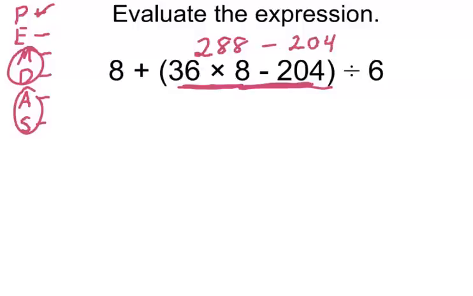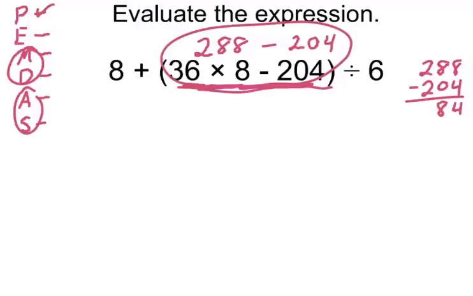All right, so we can subtract 288 minus 204. All right, so 8 minus 4 is 4. 8 minus 0 is 8. 2 minus 2, okay, so it's 84. So this whole thing here is 84. So let's rewrite this. We have 8 plus 84 divided by 6.